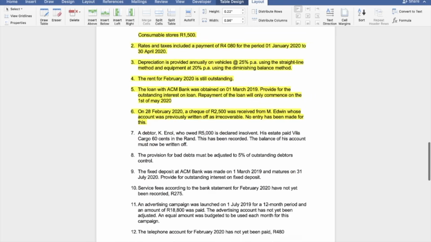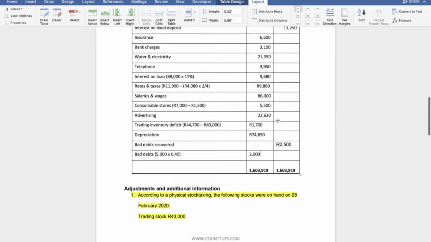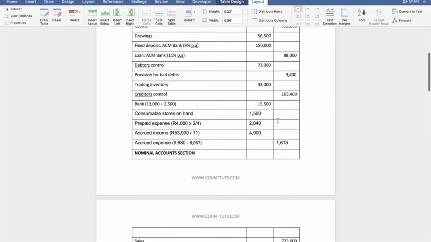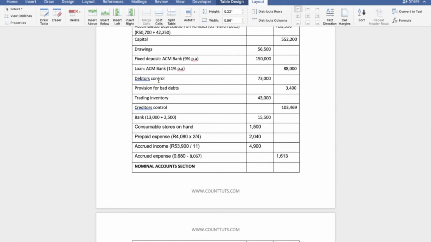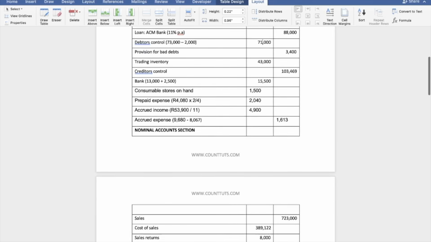All right, that was quite easy to do, but we still have to do the second account. What do you think that is? It's debtors control. So we need to go back up here and look at our debtors control. You can see here debtors control 73,000 rand. So obviously it reduces our debtors control. So it's 73,000 rand minus the 2,000 rand. All right, so when you write them off as a bad debt, you record the bad debt and you also reduce your debtors control, and it gives us 71,000 rand for our debtors control. I hope that was easy enough.